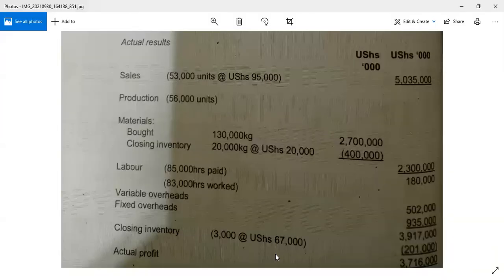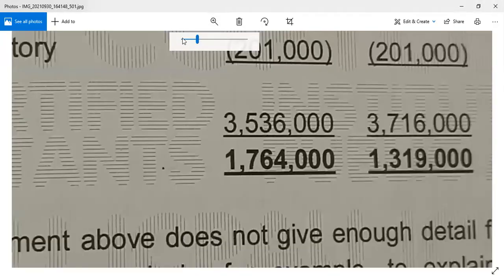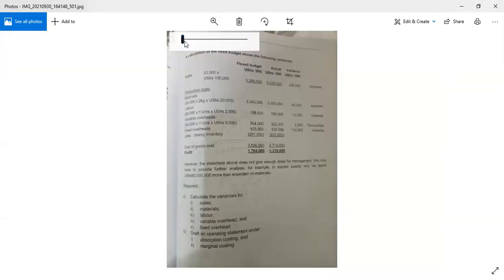Okay. Yeah. So part of the question, this is what they gave us. Can you increase the font size.